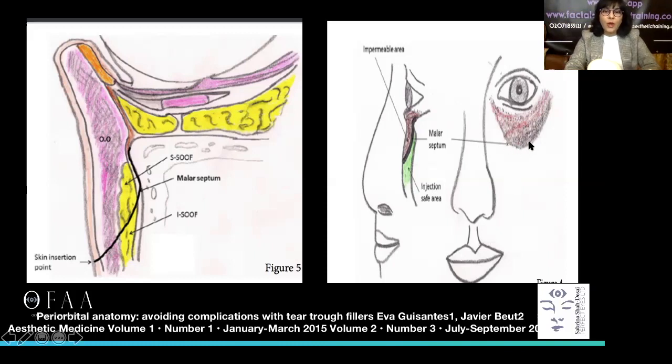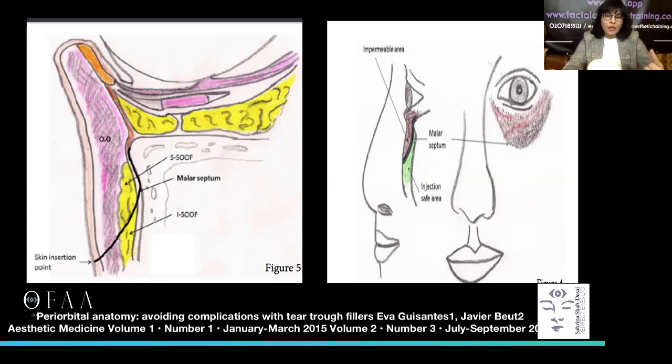Okay, so this is where the impermeable malar septum exists, and anything that is injected superficially will start attracting fluid and will worsen a festoon and a malar mound. So that is the anatomical basis for these two complications we see. What are the other complications you see?